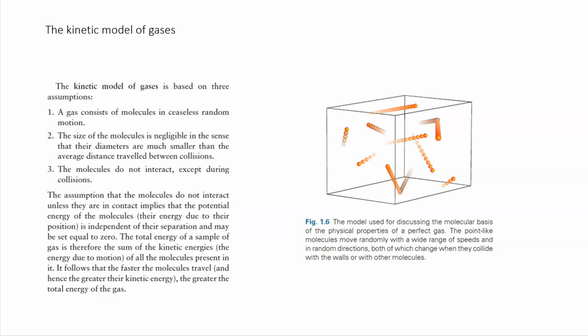So the assumption is that the molecules do not interact unless they are in contact, implying that the potential energy of the molecules, their energy due to position, is independent of their separation and may be set equal to 0. Super important. The total energy of a sample of gas is therefore the sum of the kinetic energies of all of the molecules present in it. It follows that the faster the molecules are traveling, hence the greater kinetic energy, the greater the total energy of the gas.